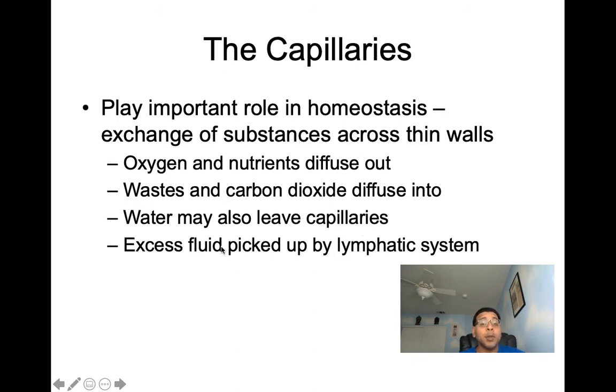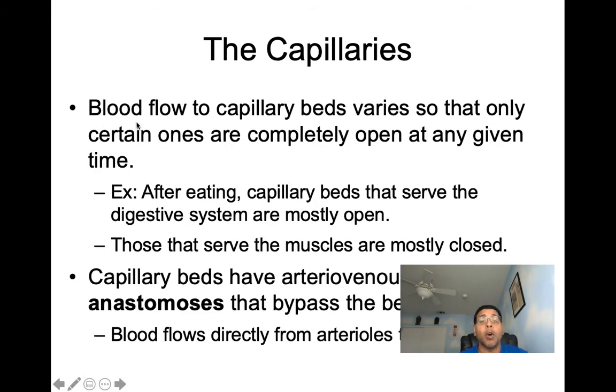And then excess fluid gets picked up by our lymphatic system because we said that's going to be found dispersed amongst these capillaries as well. So here we can see blood flow to our capillary beds varies, so that only certain ones are completely open at any given time. For example, after eating, capillary beds that serve the digestive system are mostly open. Those that serve the muscles are mostly closed at that time.